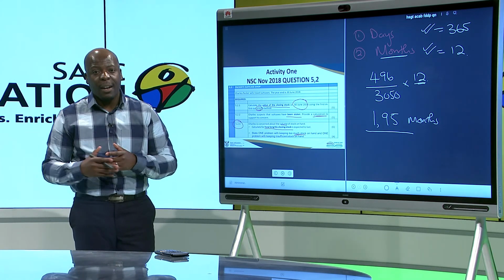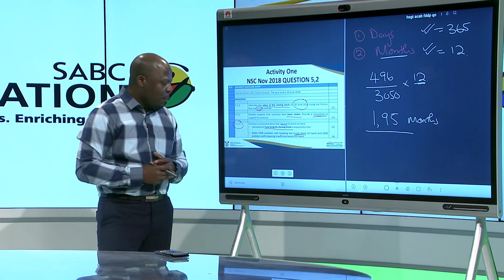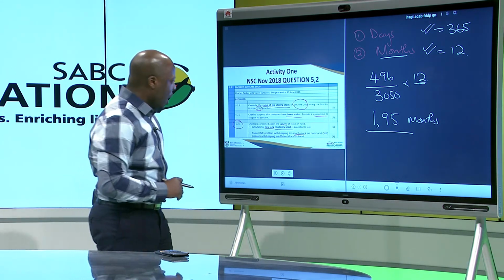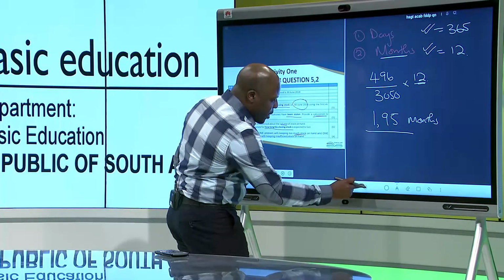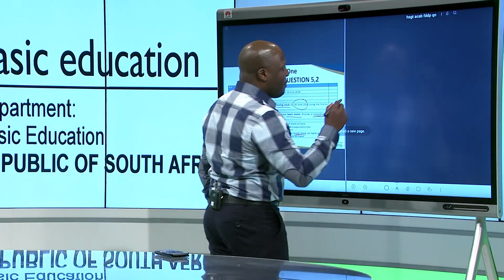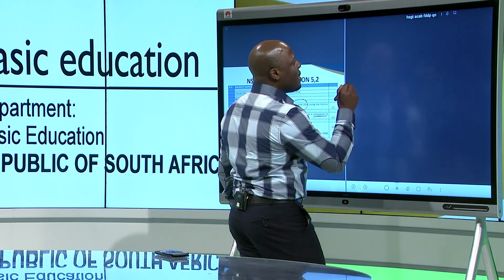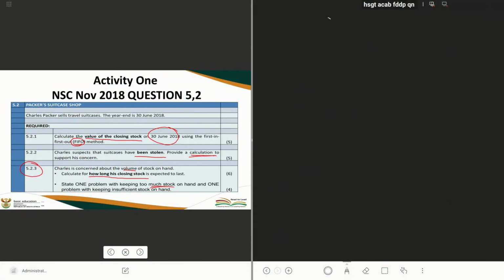Okay, I want you to come with me to another question which I want to do with you. So far we have calculated the value of closing stock. But in most cases, the examiner would want you to calculate what is known as cost of sales. All right? The examiner would want you to calculate cost of sales. This is very easy, especially if you're using the periodic inventory system.